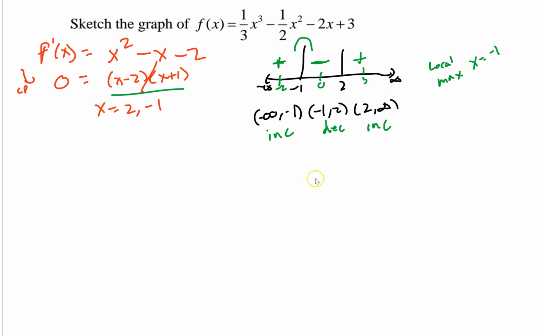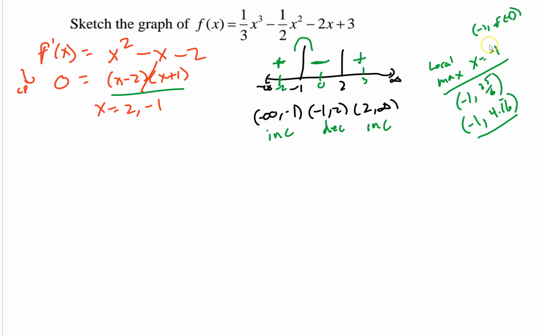Now, again, we're doing an actual graph, so I'm going to want the actual point of this. So I have to actually plug that into the function. Now, I'll save you some heartache with me just doing arithmetic forever. I'll tell you the answer is negative 1 and 25 over 6. Or as a decimal, negative 1 and 4.16 with a line over it, repeating. So that's the local max, right? So keep that in mind. I have a local max right here.